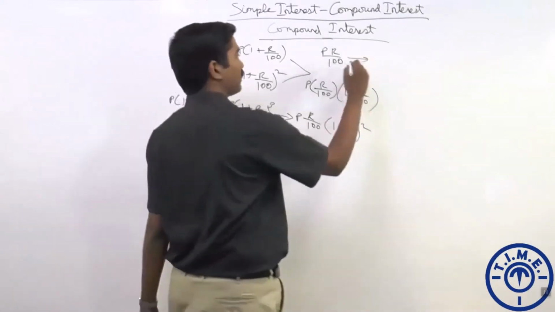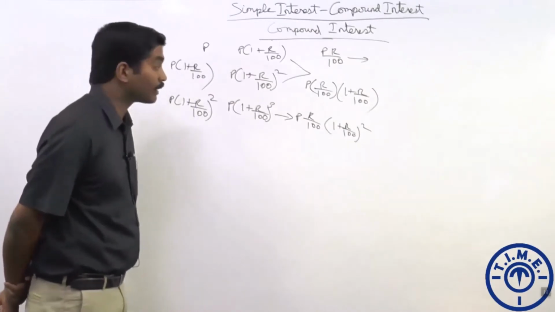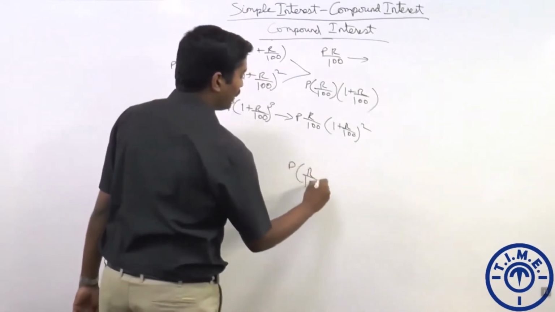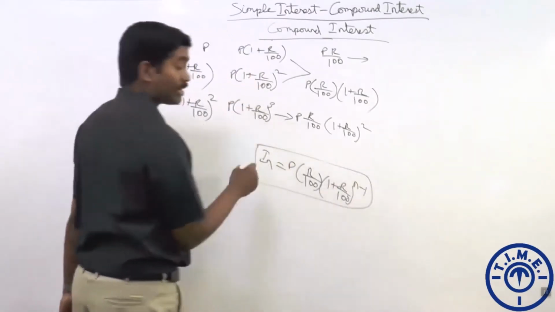As I can see, interest for the first year is pr by 100, interest for the second year is pr by 100 into 1 plus r by 100, interest for the third year is pr by 100 into 1 plus r by 100 whole square, and so on. Therefore, I can generalize this and say interest for the nth year would be pr by 100 into 1 plus r by 100 whole power n minus 1, which is interest for the nth year, not interest for n years.